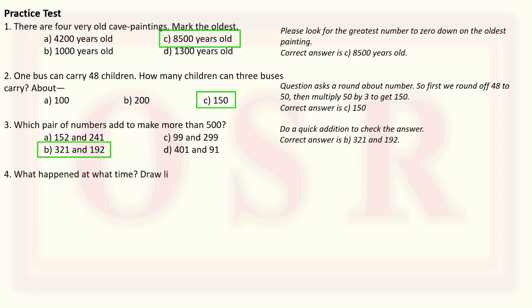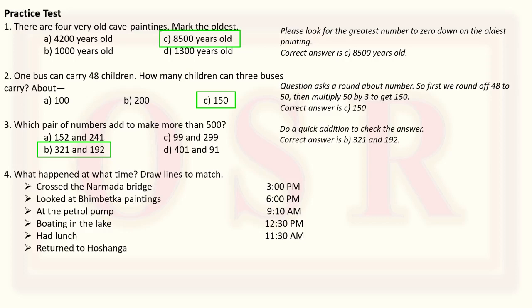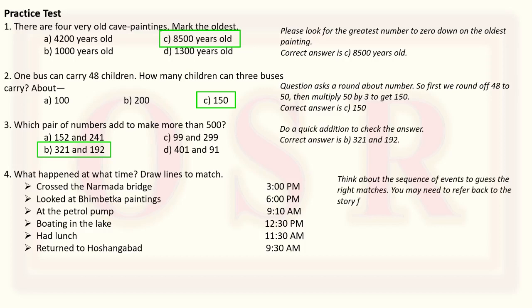Question 4. What happened at what time? Draw lines to match. Now, this is a table and you have to match each one with the time at which these things happen. Like cross the Narmada river, what time did it happen? Had lunch, what time? Okay. Now, to solve this, think about the sequence of events to get the right matches. You may need to refer back to the story for verification.